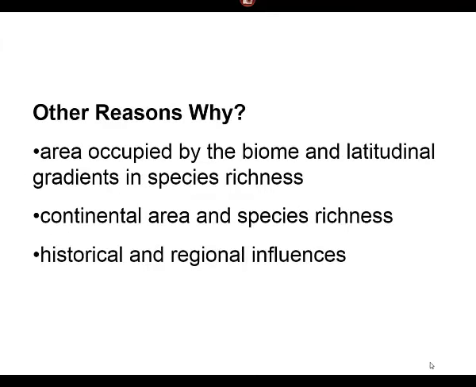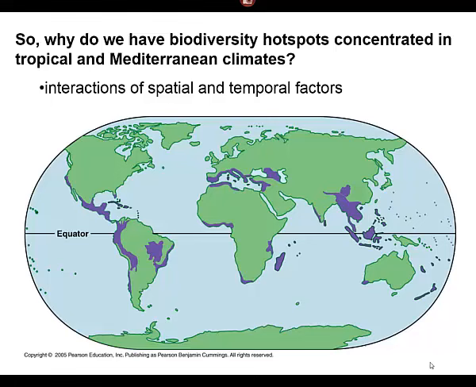So, other reasons for latitudinal gradients of species richness: areas occupied by the biome, as there's a lot of land area in that belt around the tropics. Therefore, we can bring in that concept of the area of the land just on a larger scale than an island. Continental area and species richness again, and then historical and regional influences in the area. This I'll let you read more about in the chapter. We'll discuss them in class.